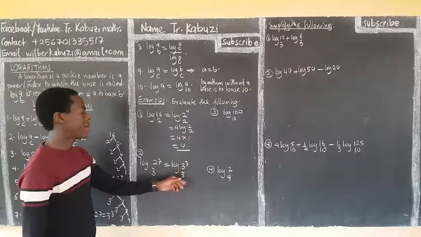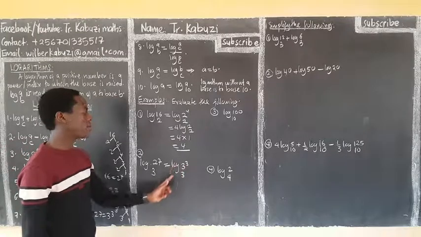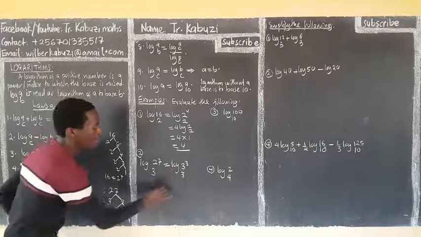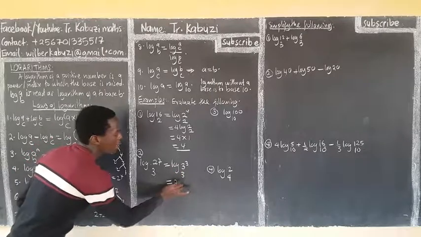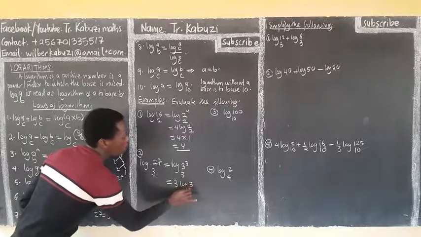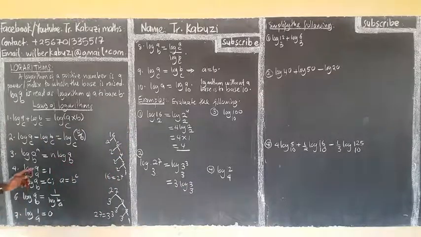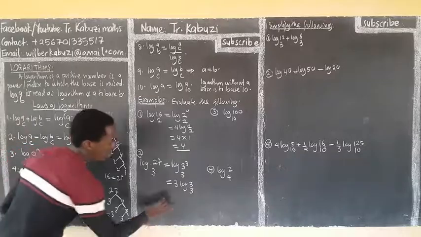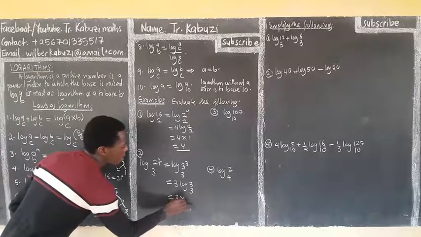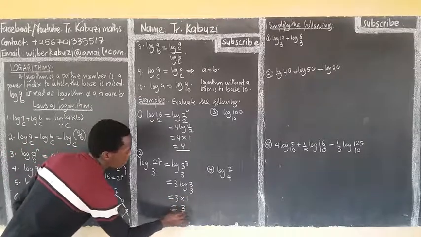Now I see this is the same, but to apply the other property, I need this power to go off first. So when I pull it down, it will be now 3, now log of 3, base 3. Now we have the same base, and this is the same, it's always 1. So this will be 3, now times 1, which will be 3.